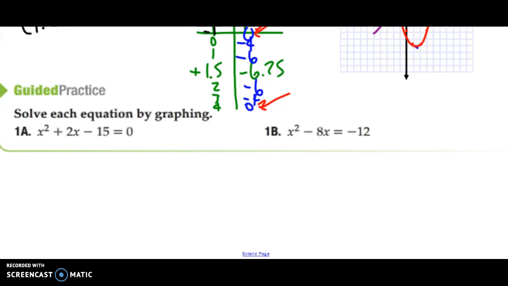Here's a couple guided practice problems that you can try now. Feel free to try letter A first.